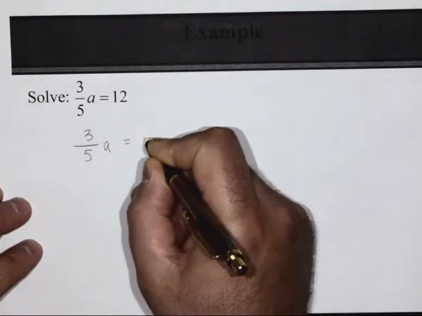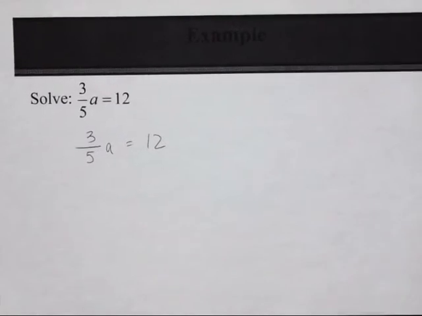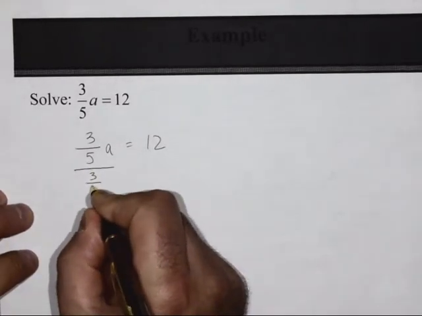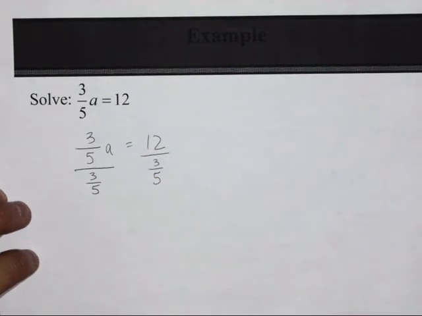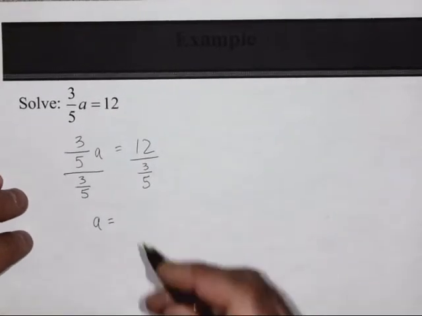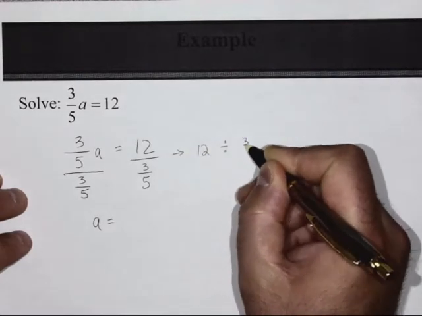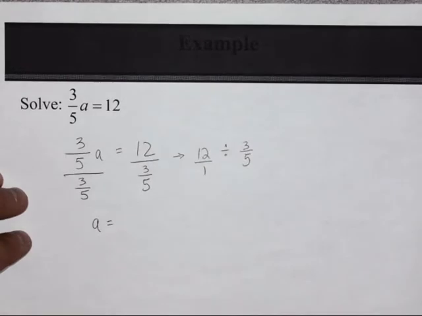Equations involving fractions. I want to get rid of the 3/5, and this is 3/5 times a. So we could divide by 3/5, and divide 3/5 to the other side. And 3/5 divided by 3/5 is a. But this is what we call a complex fraction. So this is equivalent to 12 divided by 3/5. And 12 can be written as 12 over 1.